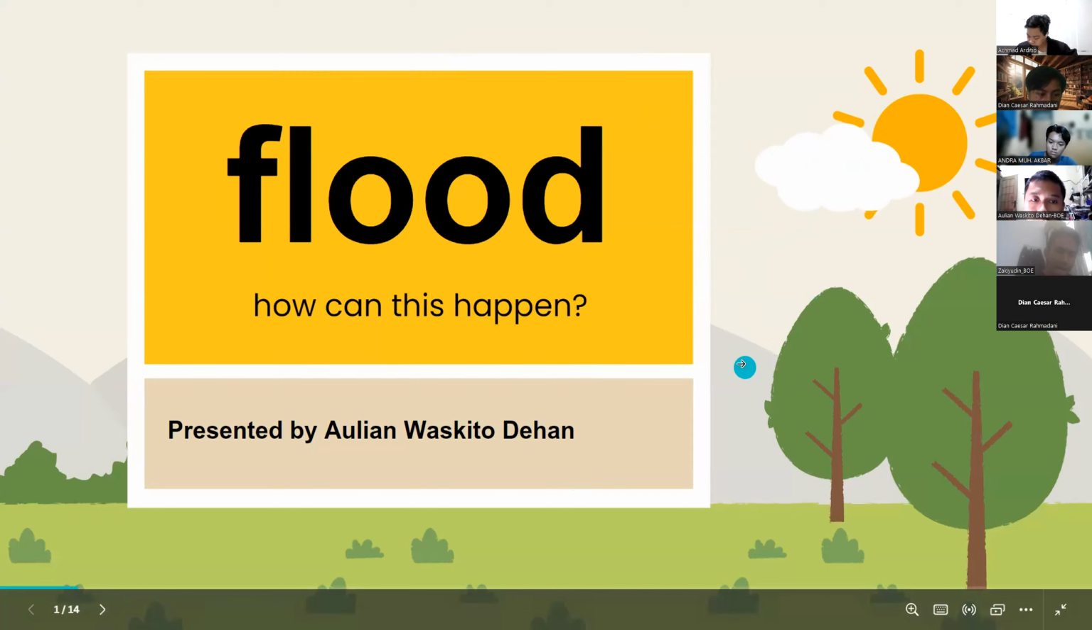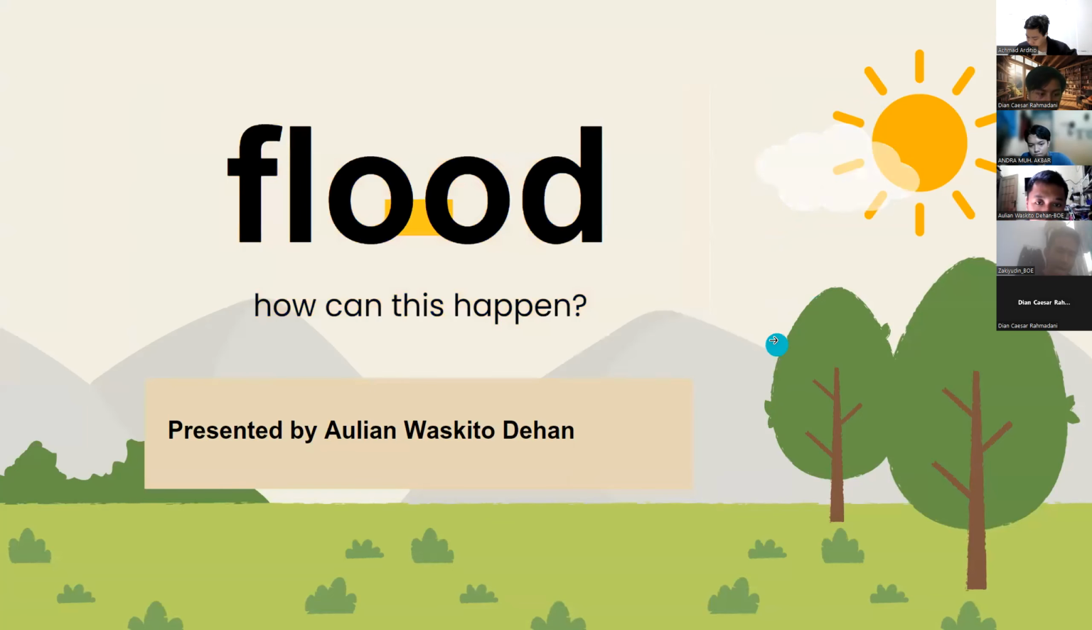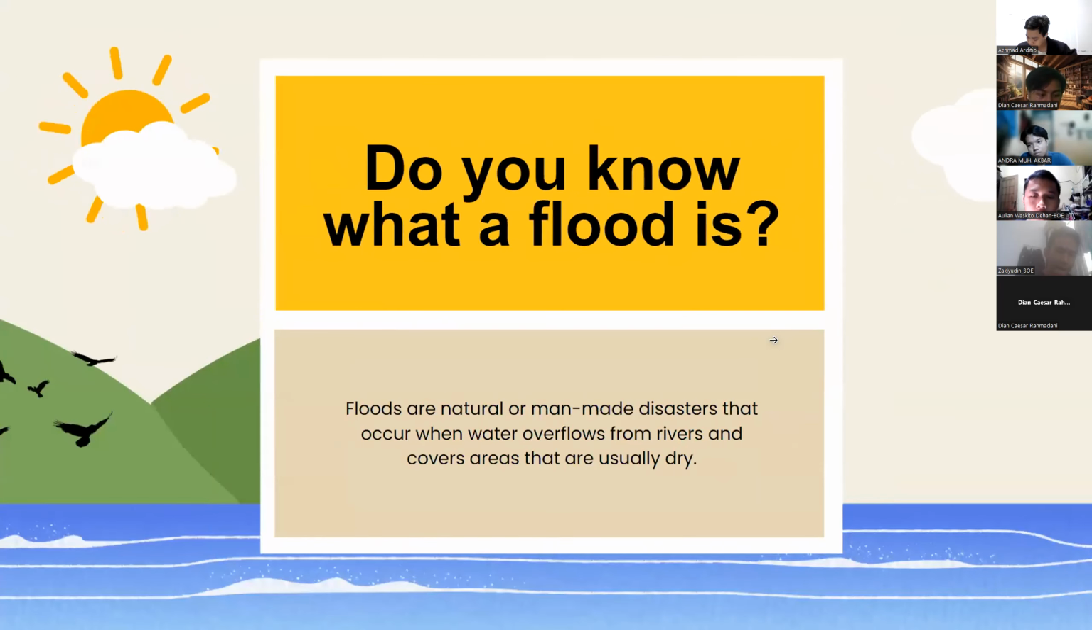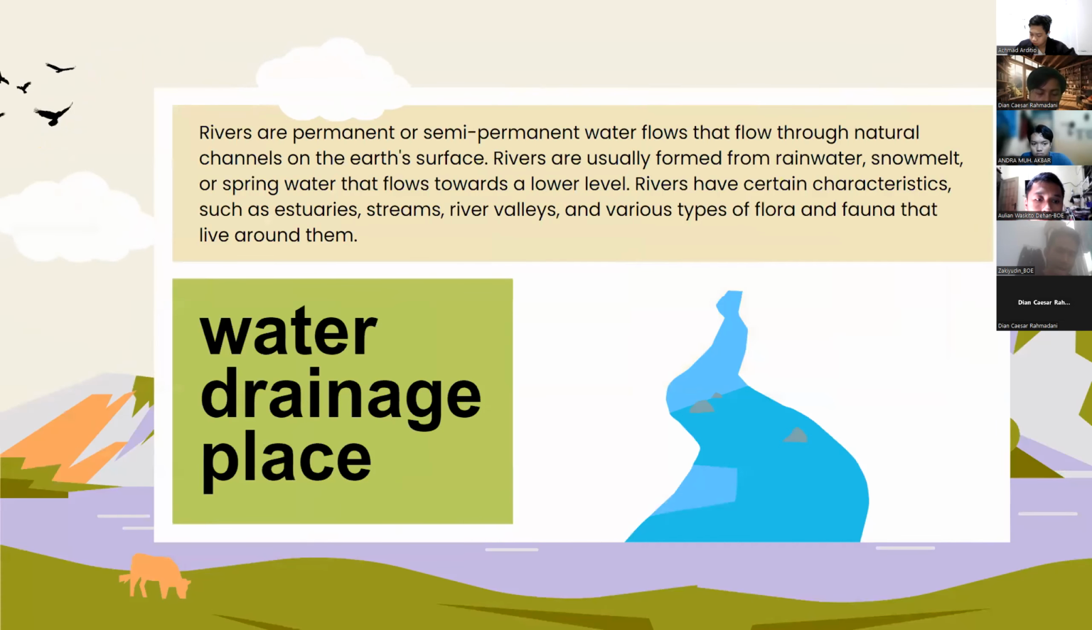Okay, so the first one, the flood. How can this happen? Do you know what a flood is? Floods are natural or man-made disasters that occur when water overflows from rivers and covers areas that are usually dry. And then water drainage the place.